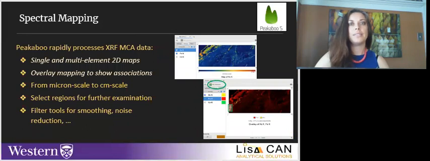With the fully analyzed full spectrum XRF data, Peakaboo can rapidly process multi-element 2D maps. It's capable of creating maps containing tens of thousands of pixels over a wide spatial scale, from detailed micron scale maps of single mineral grains to centimeter scale maps of drill core. The results can be displayed as composite maps. The top map is an iron K edge map. They can also be displayed as overlays, like the bottom example, examining the spatial relationship between arsenic and iron.